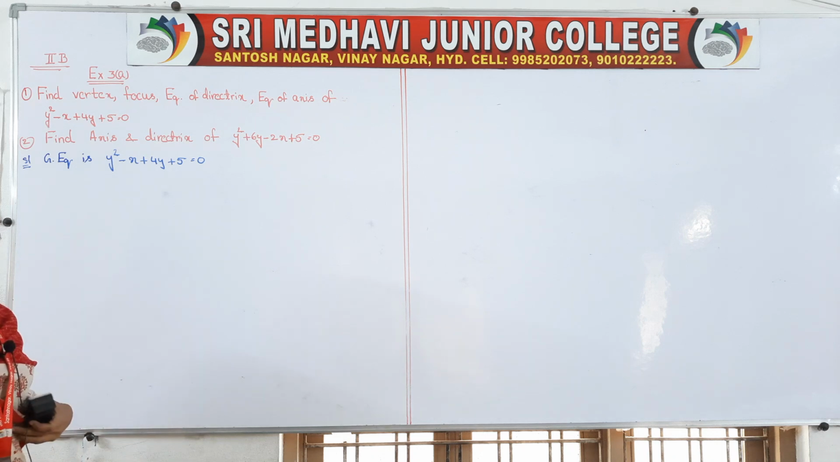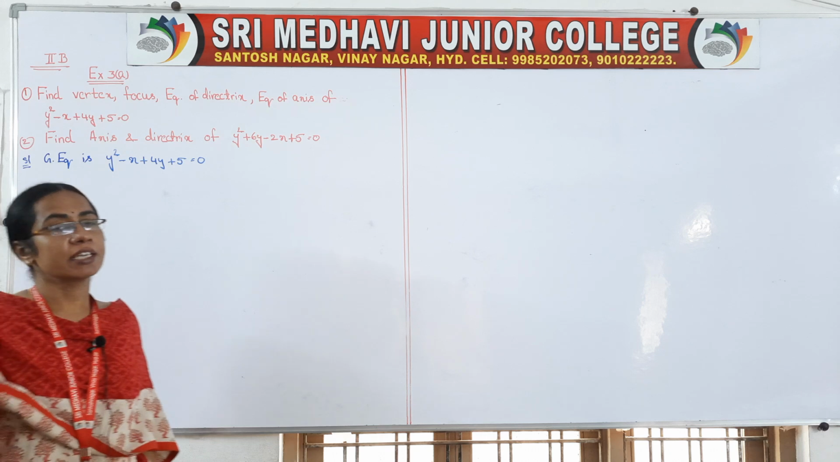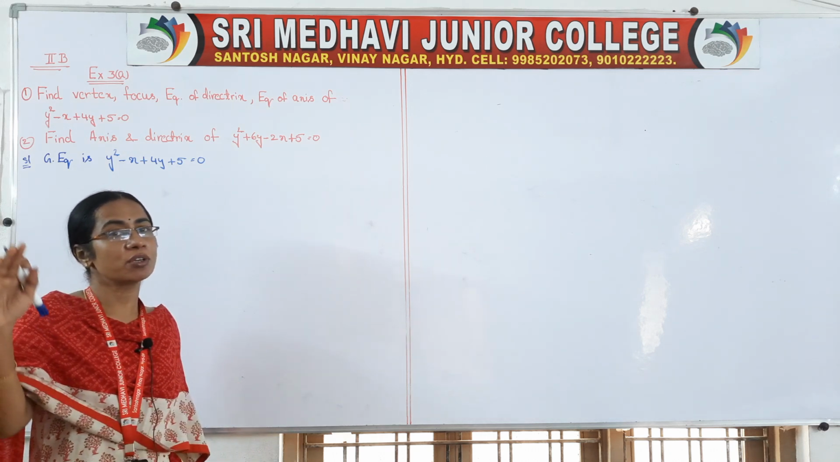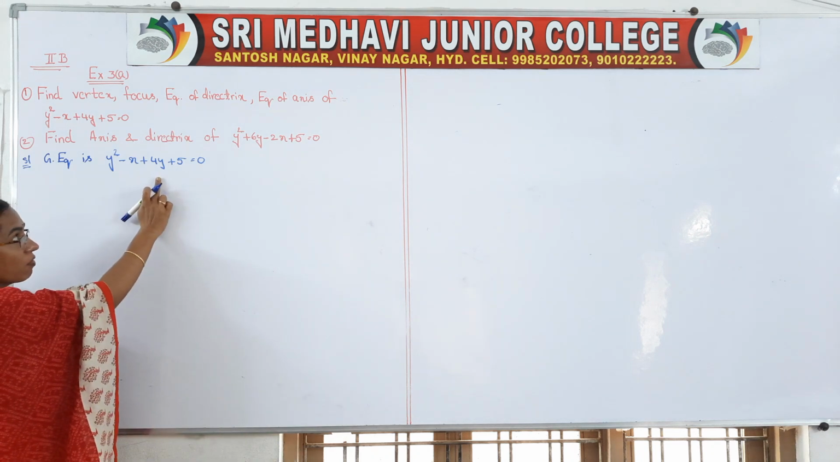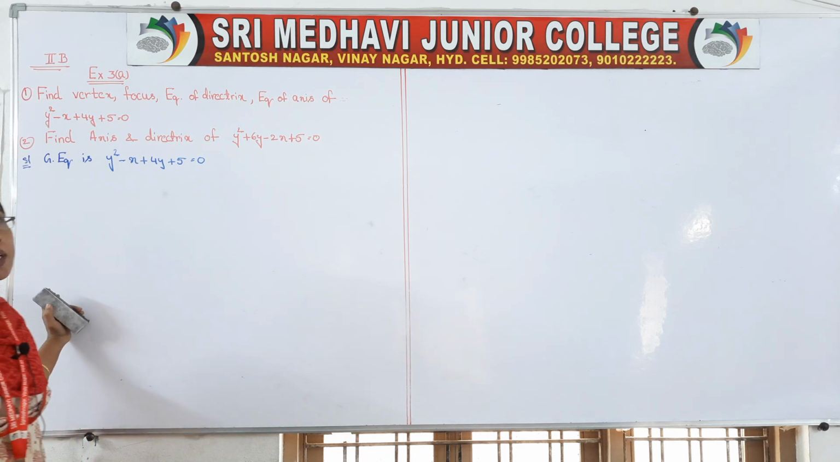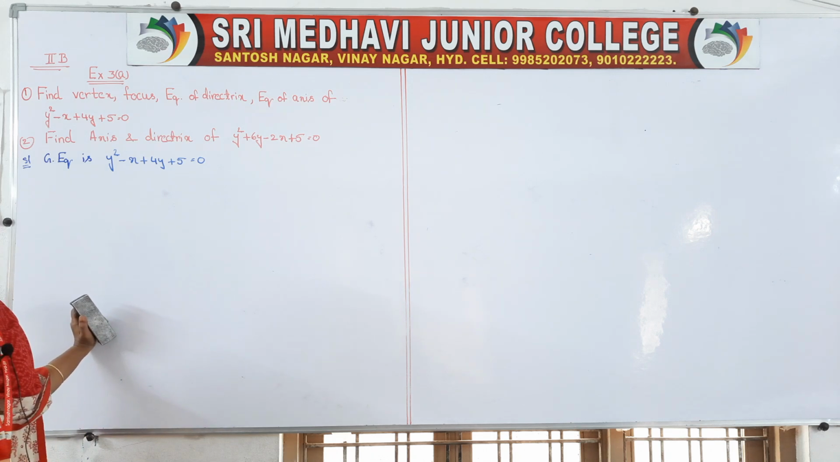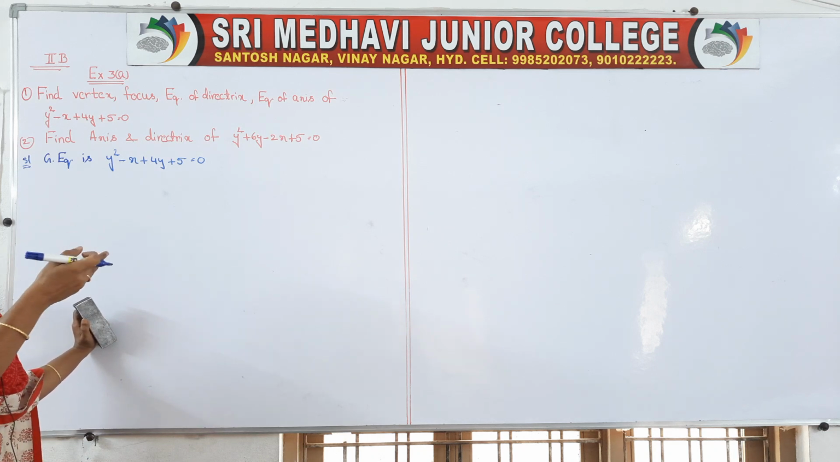In the previous problem, I said if the question contains x square and x and y, then it should be in the form of x minus h whole square is equal to some value into y minus k. Now if you observe, the y square term is there, the y term is there, the x term is there, which means it must be in the form of y minus k whole square is equal to some value into x minus h. Okay, so just by observing the problem you should know, and you have to convert the problem into that form.